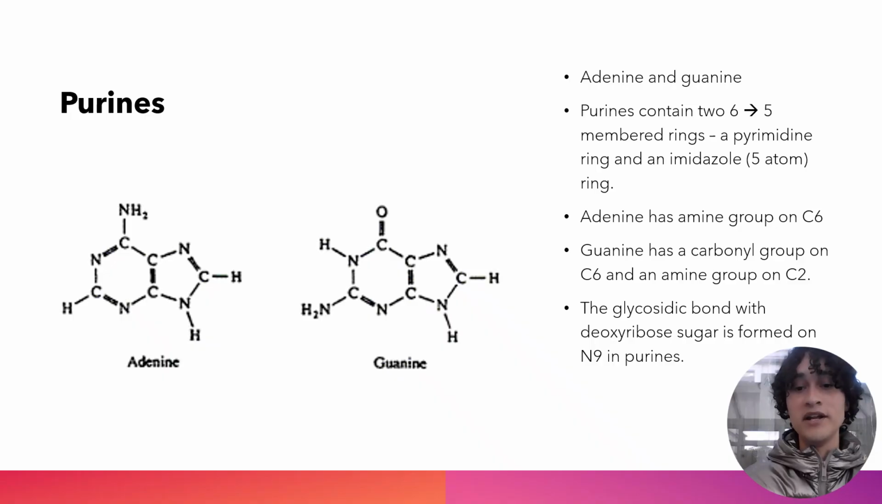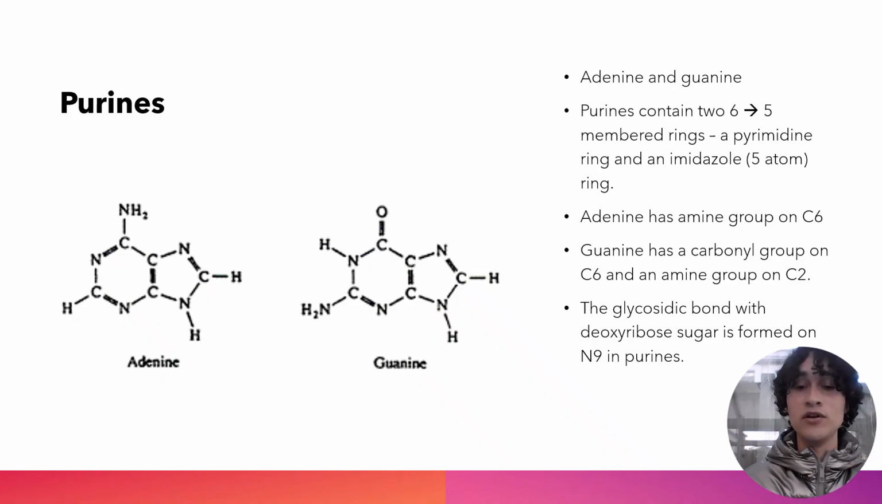And guanine has an additional functional group. It's got a carbonyl group. Adenine does not have a carbonyl group. Guanine's carbonyl group is on the 6th carbon on the pyrimidine ring, whereas adenine has an amine group on the 6th carbon on the pyrimidine ring. Now, what we're looking at here is essentially a free nitrogenous base, so it lacks that phosphate sugar linkage.